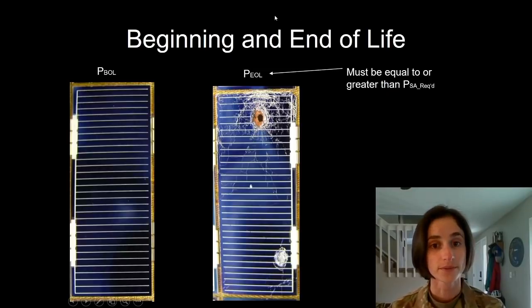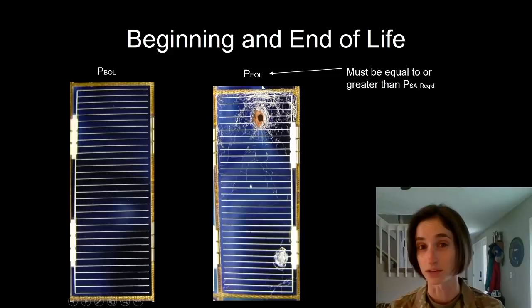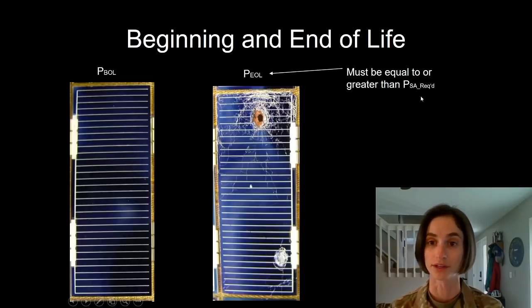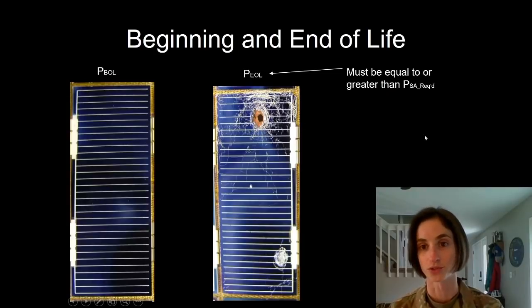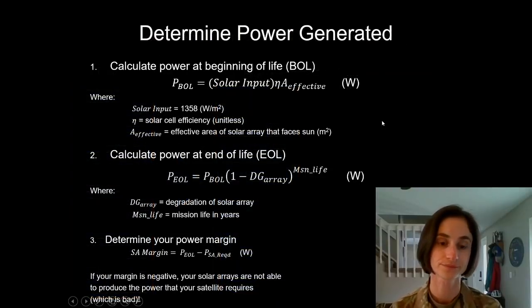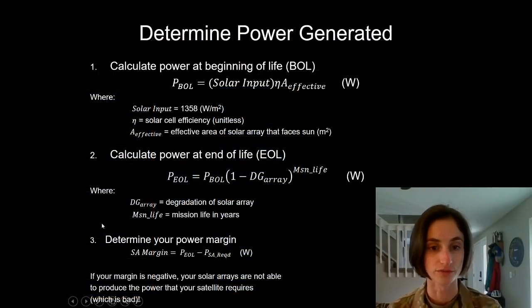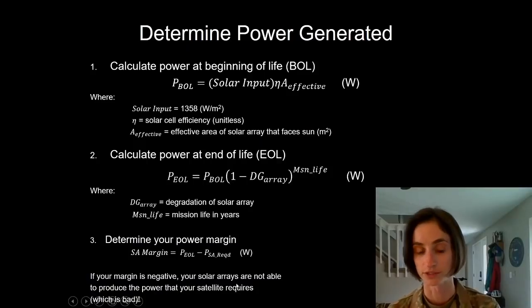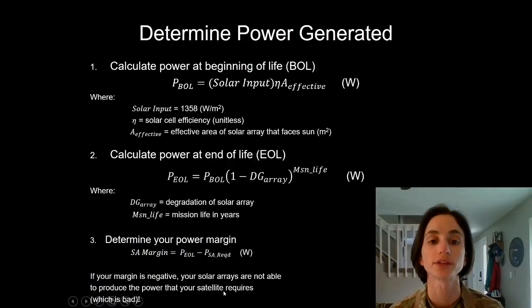Point is, this power end of life is going to be less than this power beginning of life, but this number still has to be greater than or equal to what you calculated just now, the solar array required. If this was less than the power solar array required, well, let's talk about margin. Right here, we've got power margin, and the solar array margin is your power at end of life minus how much you're required to have at the beginning of life. Cool. So jump back up here, and I'll show you how to calculate power at the end of life.